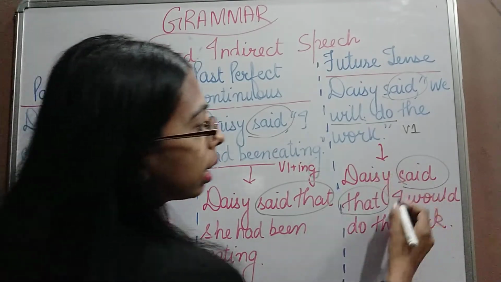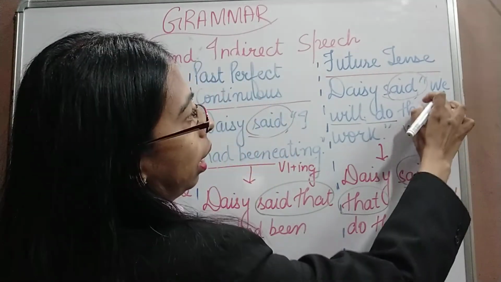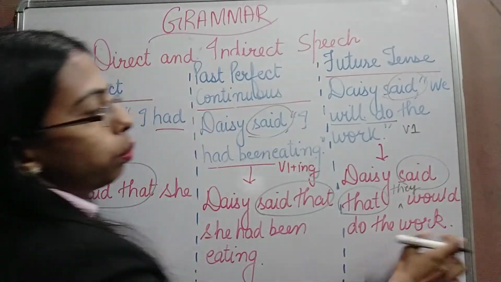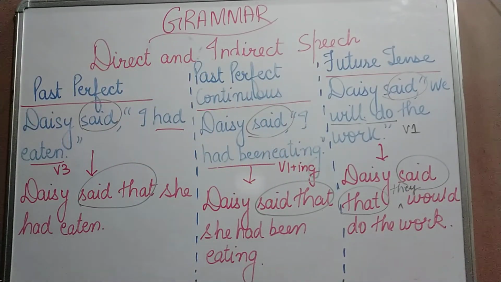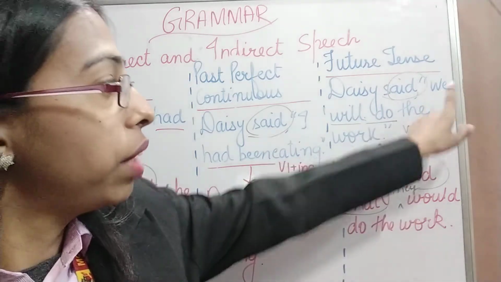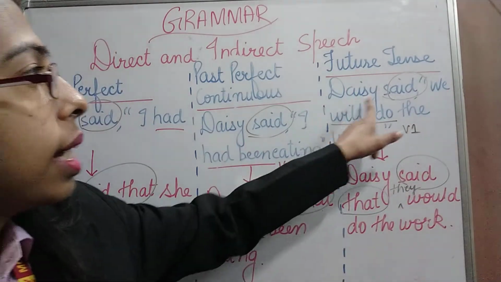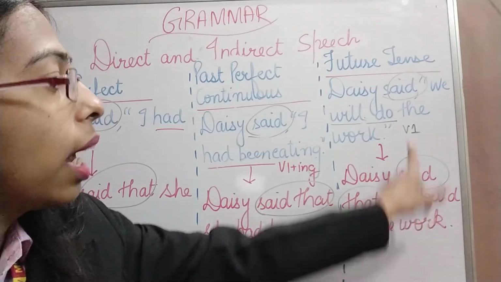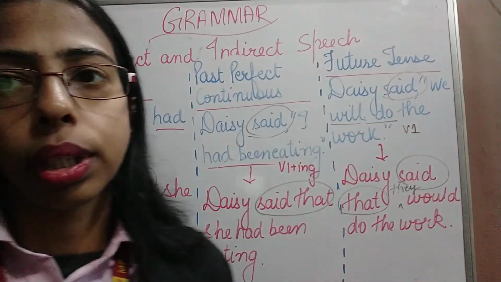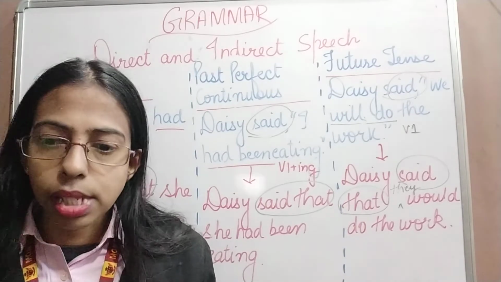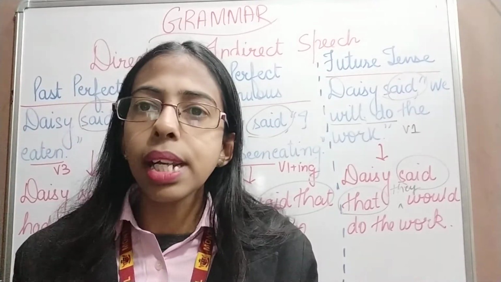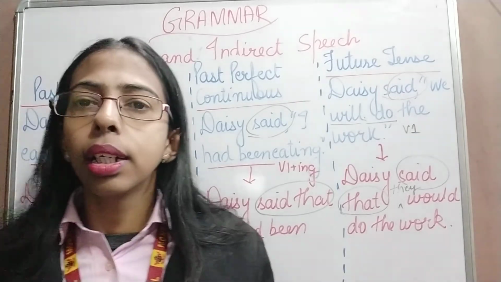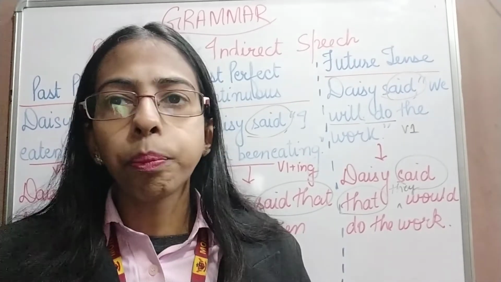Daisy said that they would do the work. So see, we will change into they. Daisy said, we will do the work. Daisy said that they would do the work. So these are, you can say, the rules you have to memorize, that a certain tense will change this way into indirect speech.